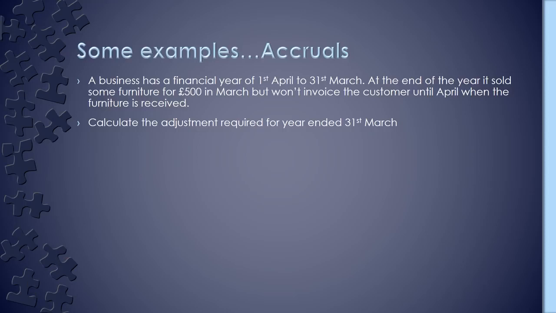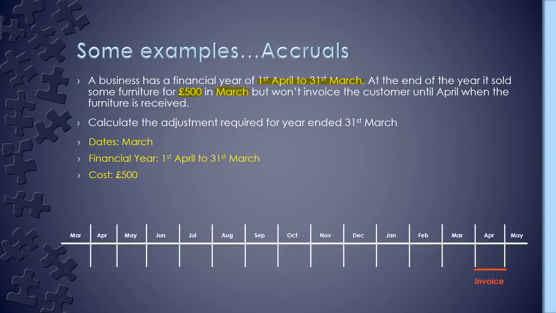Okay, so again, let's have a look at what we know about this question. So we know that we're only concerned here about March, this sale that happened in March. It's happened at the very end of the financial year. The business isn't going to receive the furniture from its supplier until April, so it's not going to invoice the customer until April, but we've made the sale in March. We've got our financial year of 1st of April to 31st of March, and we know that our cost is £500.